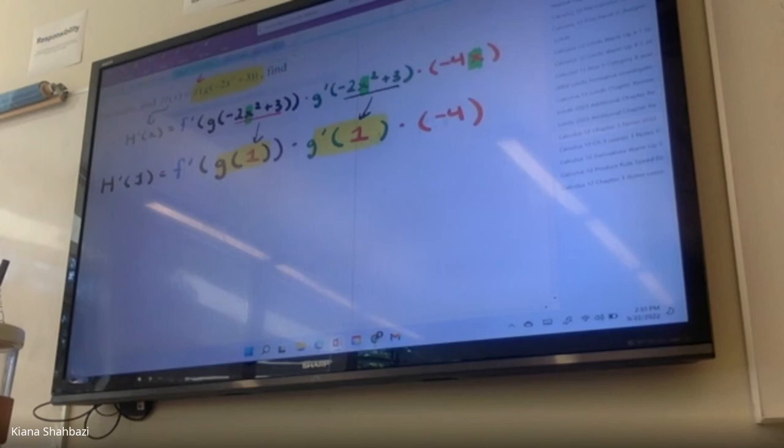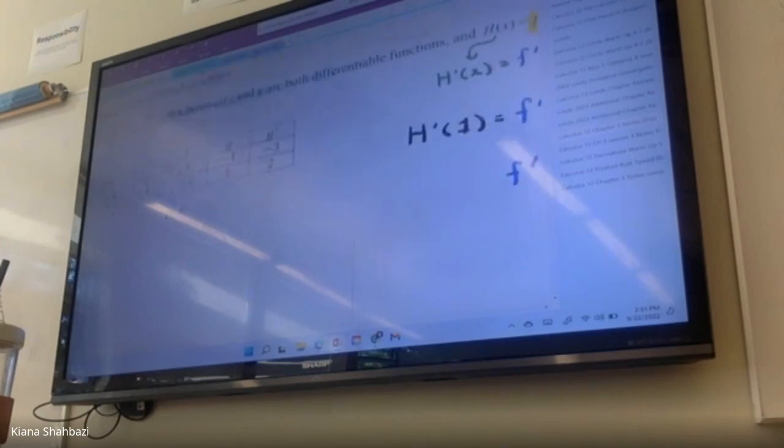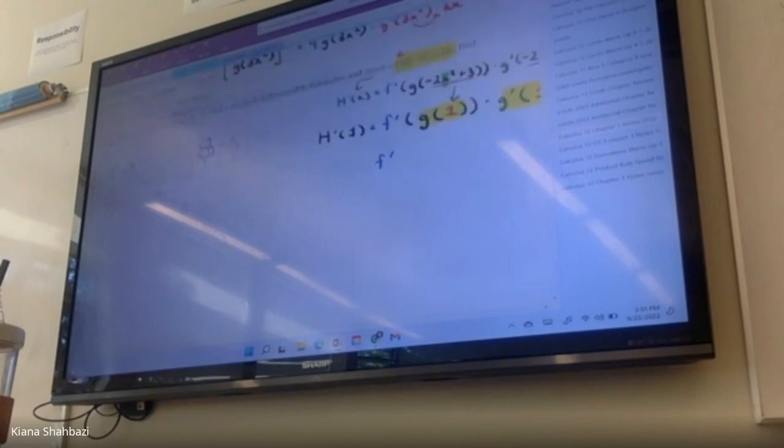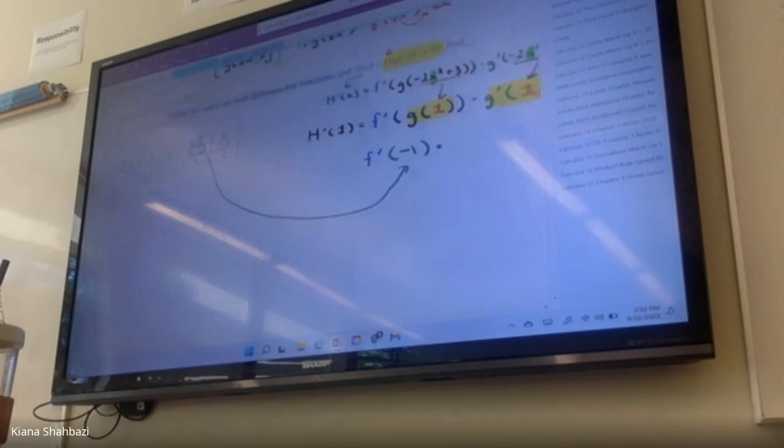And then class, if you look at this stuff right here, this stuff in yellow, where do you find that? On the table. Does anyone know where g of 1 is? Negative 1? Negative 3? g of 1 is negative 1, and g prime of 1 is negative 3. Is that fair? g of 1 is negative 1? Yeah. So f prime of... and what's g prime of 1? Negative 3. Yeah, g prime of 1 is negative 3, right?